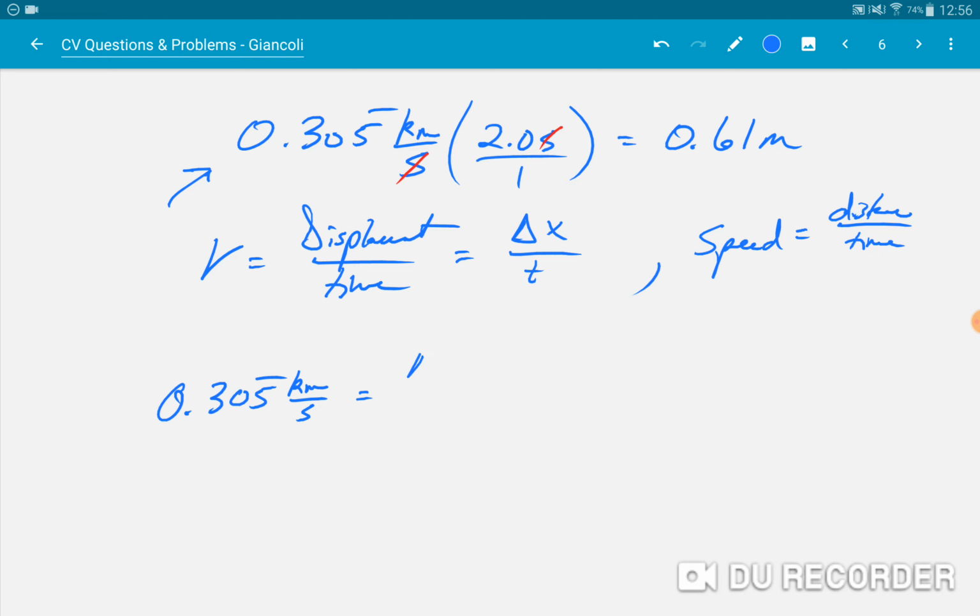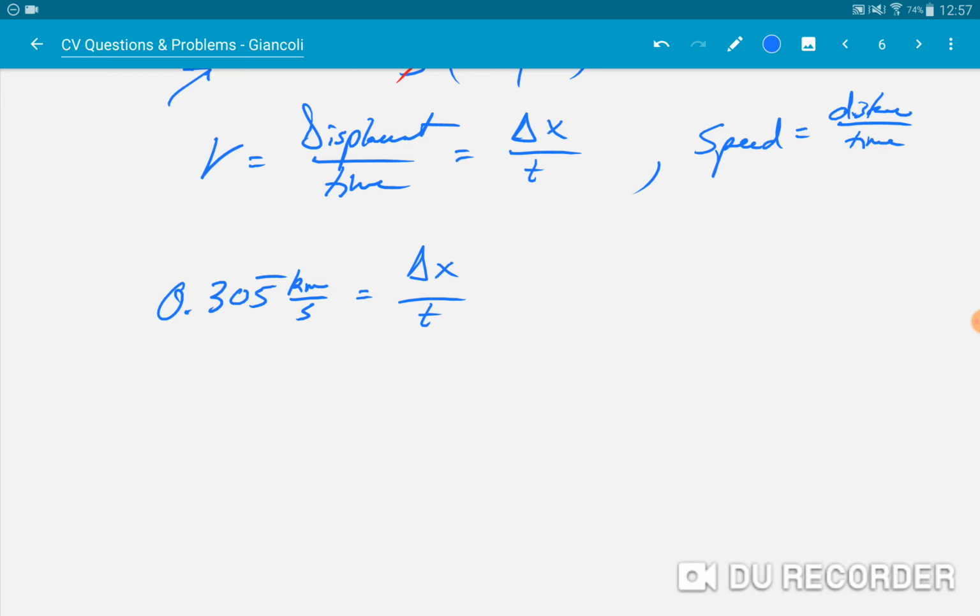And that's equal to some change in position per some time. But wait, I know that time. I know that time is 2.0 seconds. Now I'm going to multiply both sides by 2.0 seconds, and I find what the change in position is, which in this case, since we're going the same direction, comes out to be the exact same thing as distance, and it's 0.61 kilometers.